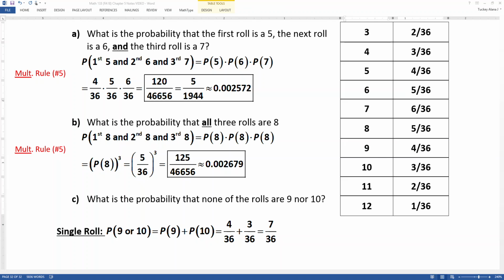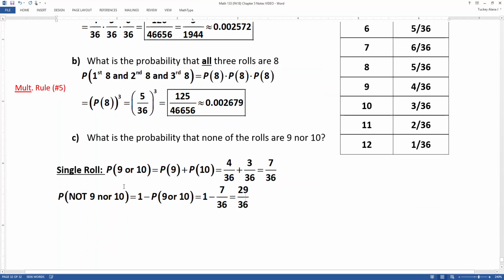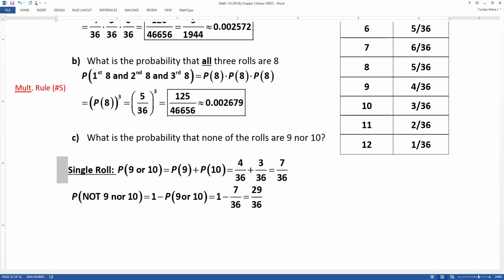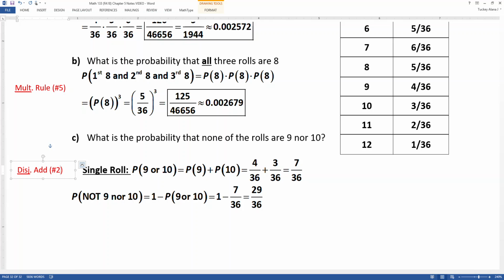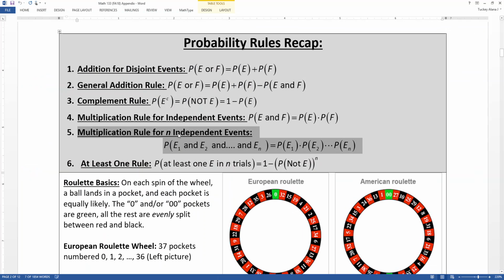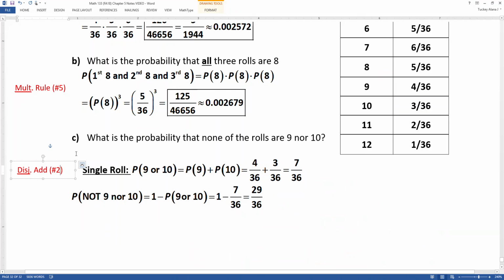So not getting a 9 or 10 is the complement of that. So I'm using the complement rule as well. So a not 9 or 10 is 1 minus that. Okay, so complement rule and addition rule so far. It's actually the disjoint addition rule because, of course, when you toss a set of dice, they can either be a 9 or a 10, but they can't be both. So it's actually rule number 1. And then you're also using the complement rule, which is rule number 3.